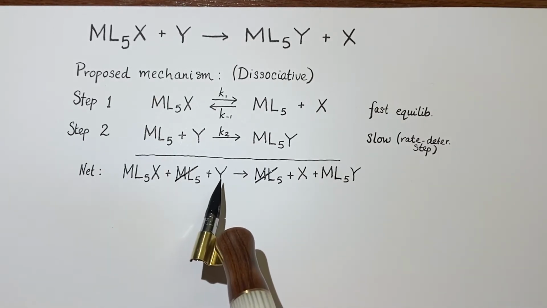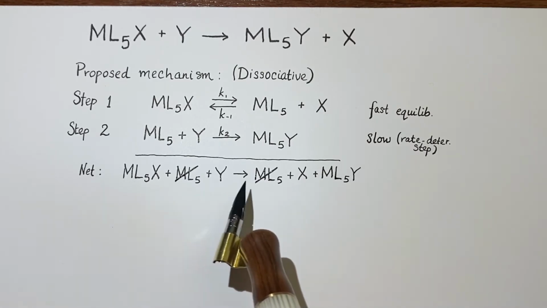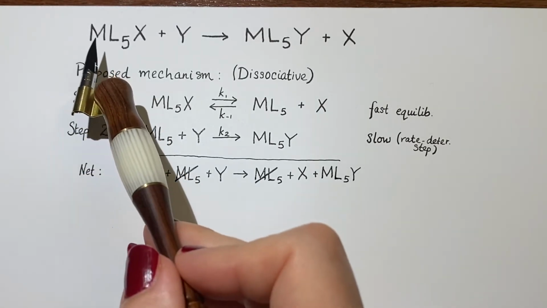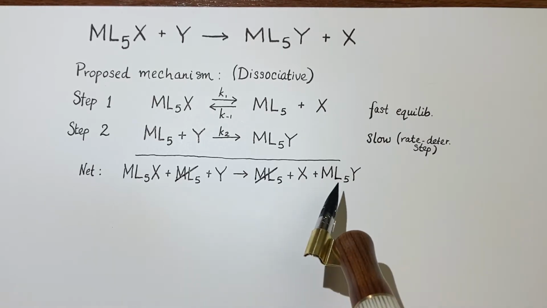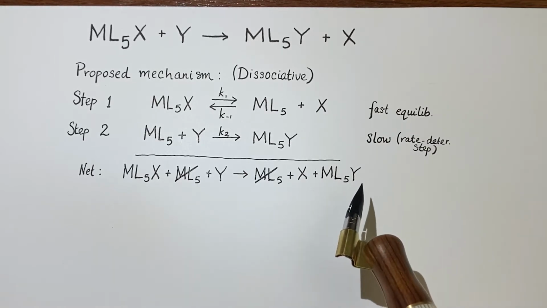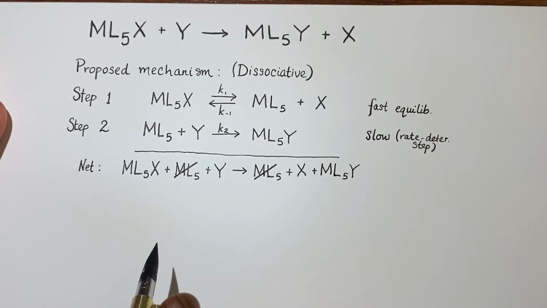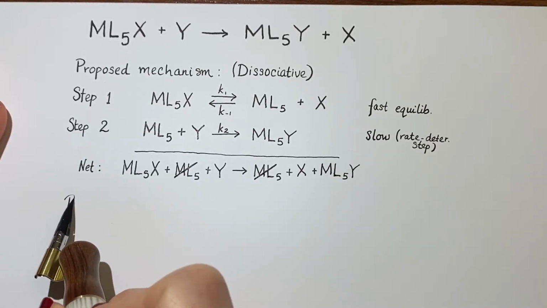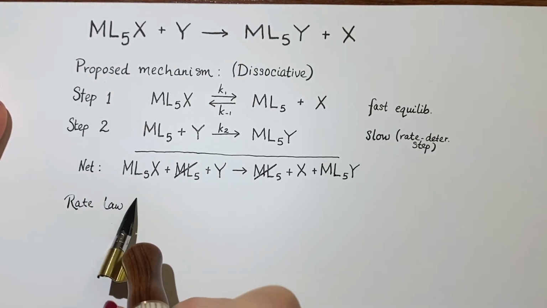So ultimately, we see here that the net reaction that we would have from this proposed mechanism does indeed match the overall chemical reaction that we're interested in. So that's good. We have met that criterion of what we call a good mechanism. Okay. So now we can write the rate law for the slow step.